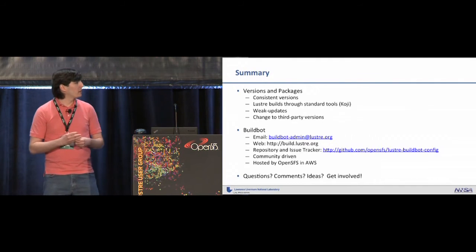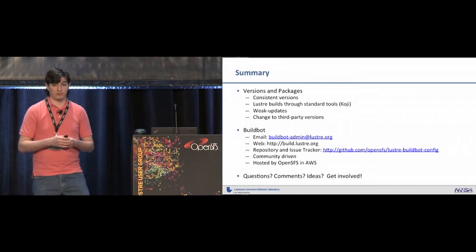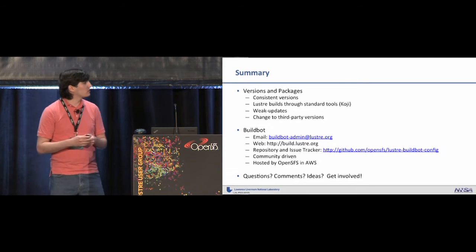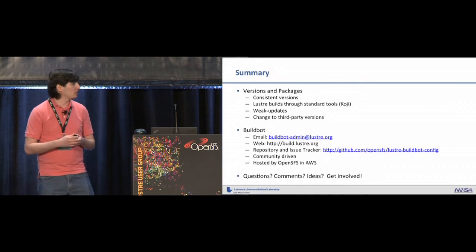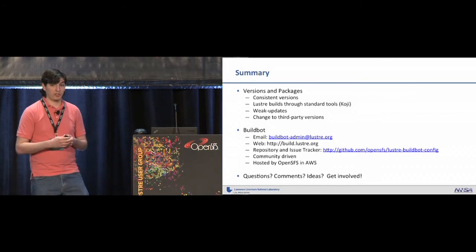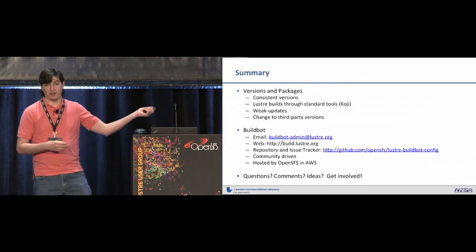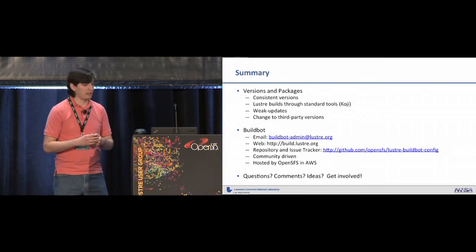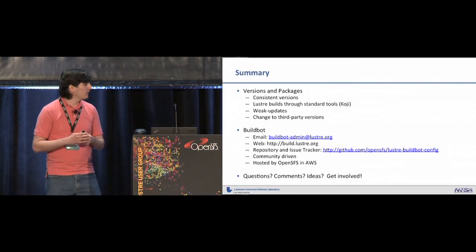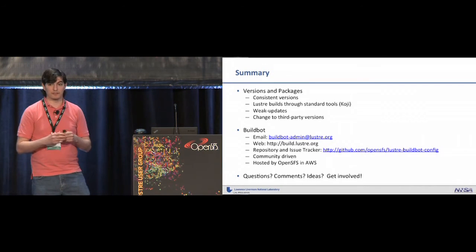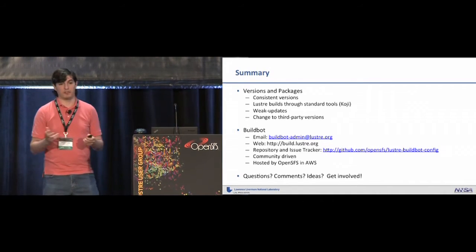So in summary, what Chris talked about was versioning and packaging, the consistent versions, the Lustre builds through standard tools such as Koji, the weak updates, and changing the third-party versions. The Lustre BuildBot, you could email us at the email there. It's already up at build.lustre.org if you want to take a look. It's been building for weeks, Gerrit changes that have been coming out. Repository and issue tracker is on GitHub and the configurations there. We also have our own version of BuildBot, which you could take a look at. And we hope it becomes community driven, and it's hosted on AWS. And with that, any questions, comments, ideas, and please get involved.